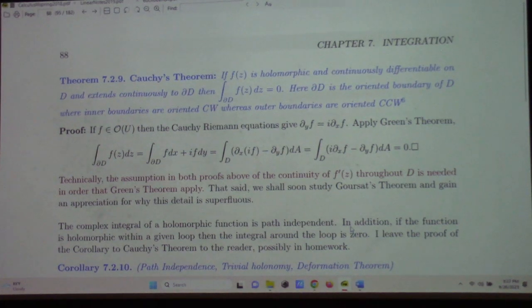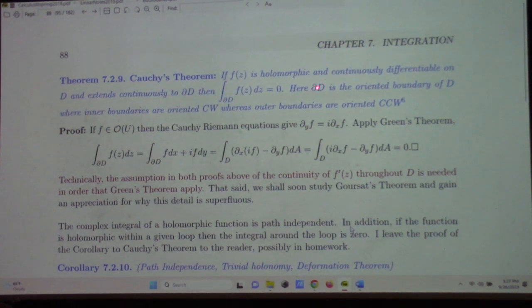This brings us to Cauchy's theorem. Cauchy's theorem says the following. It says if f of z is holomorphic and continuously differentiable on D, and if it extends continuously to the boundary of D, then the integral of the complex function is 0.